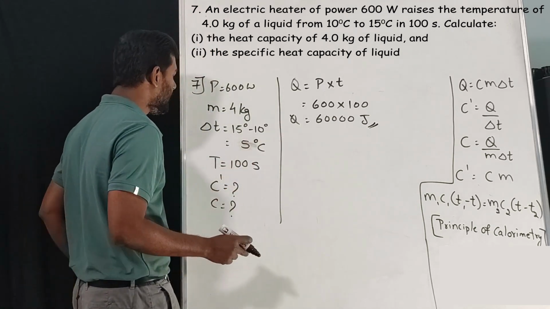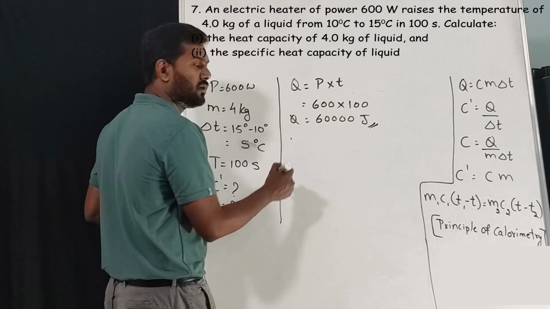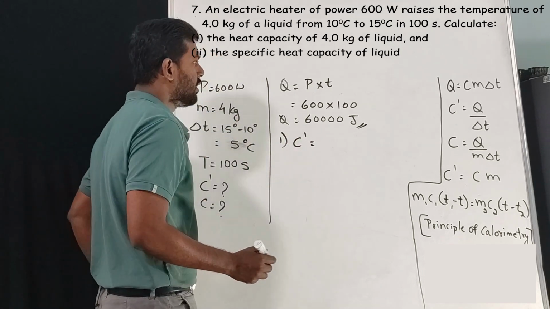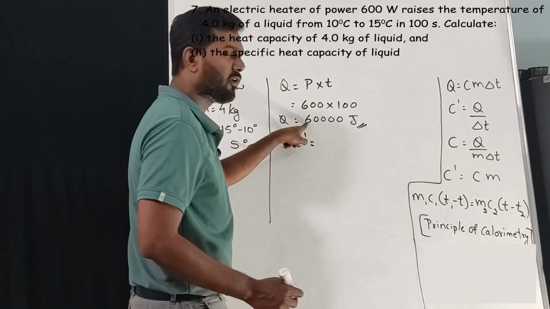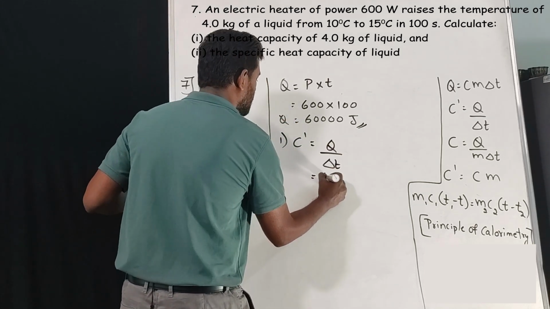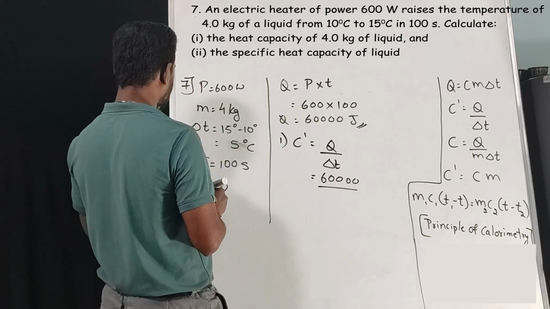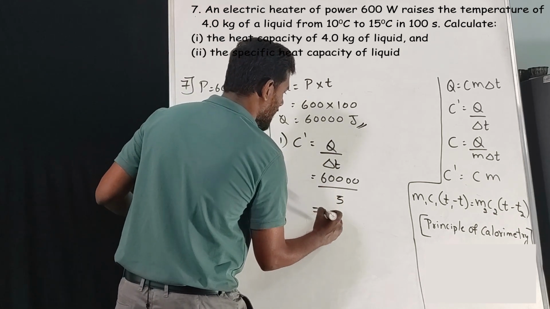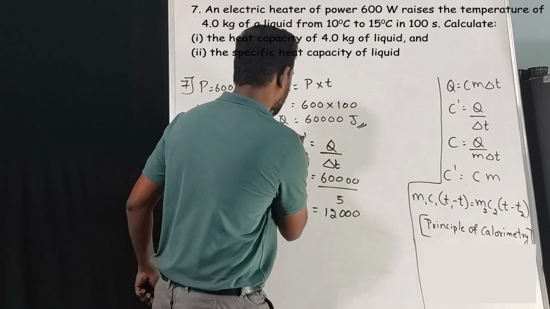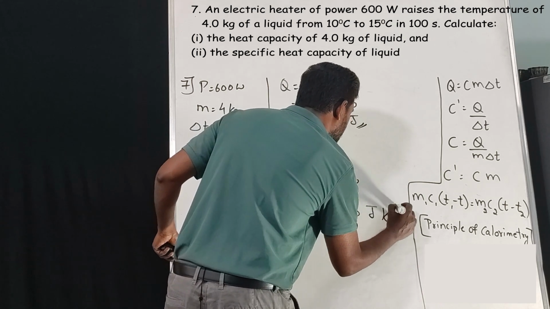Now using Q and delta T, we can find heat capacity, right? So the first question, we need to find C dash. C dash is equal to Q by delta T. Just now we found Q. Q by delta T, where is delta T? That is 5. So the answer will be 12000. And what we are finding? C dash, the unit will be joules per Kelvin.